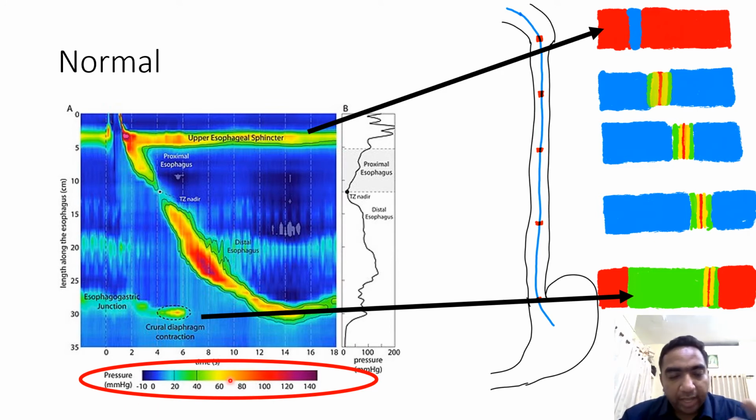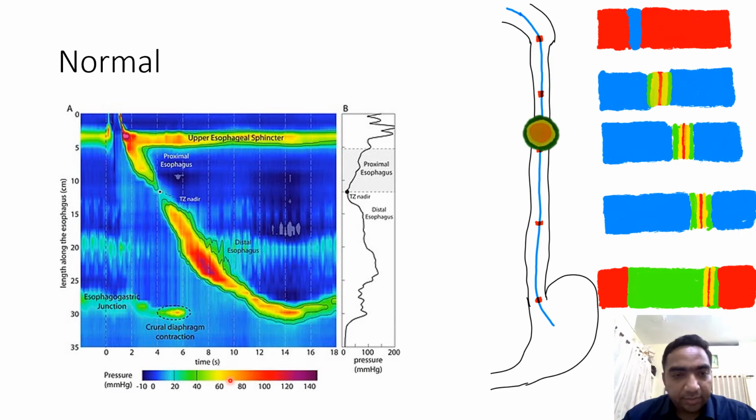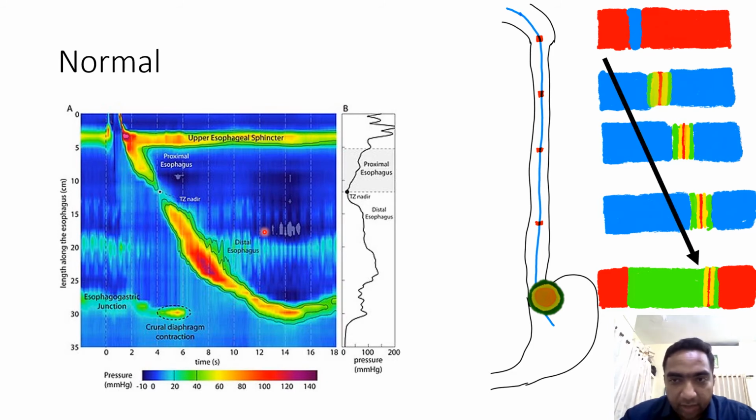The lower pressure is blue, higher is red. When the peristaltic wave goes down like this, it appears like this. The peristaltic wave from the proximal esophagus will go down like this, so it moves as the time increases. This is the length of the esophagus in centimeters. So the peristaltic wave goes down the length of the esophagus as the time progresses.